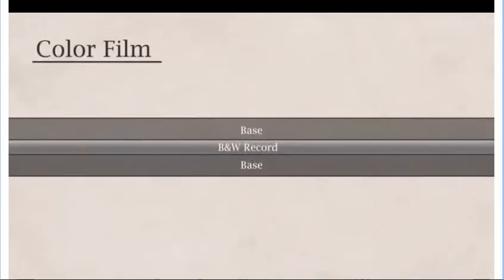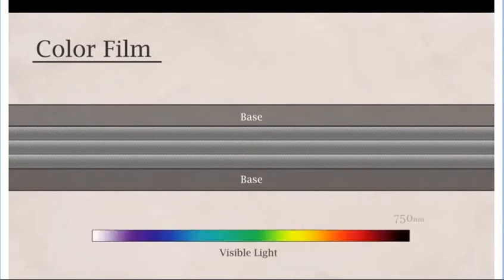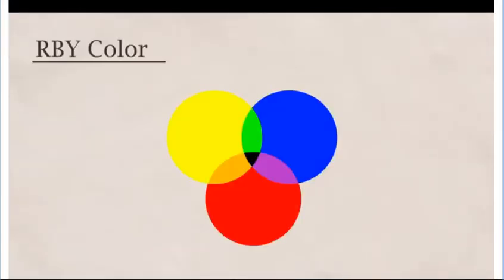Now, this is fine for plain old black and white film, but to record color, we'll need three of these light-sensitive layers. Each of these layers will be sensitized to only react with light of a single color. So we'll need one blue, one green, and one red layer, all stacked together in that order. Just like you can mix primary colors of paints together to make other colors, red, green, and blue are the primary colors for light as seen by the cones in the human eye.